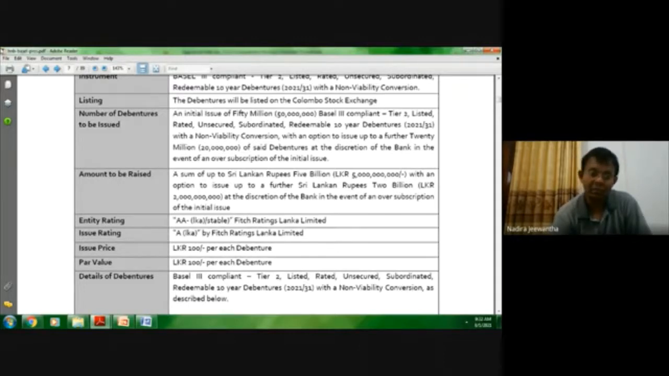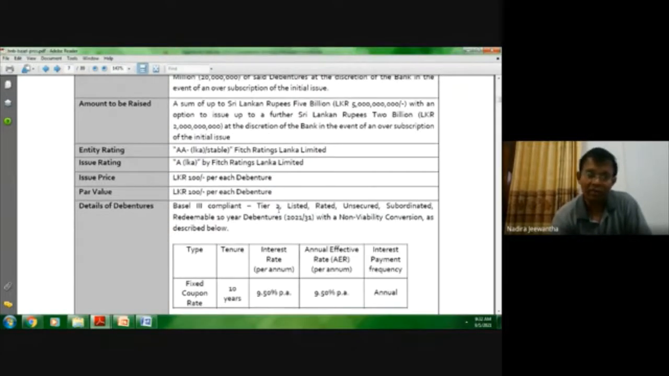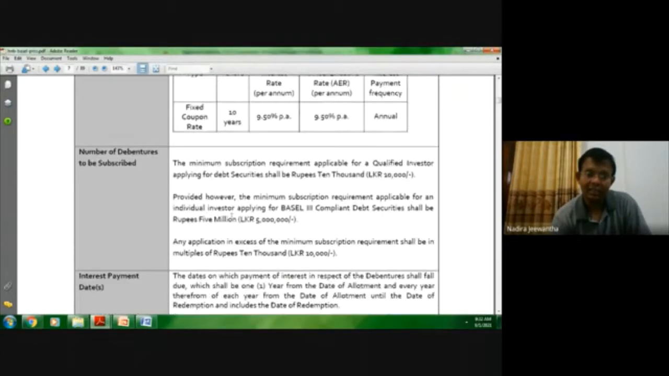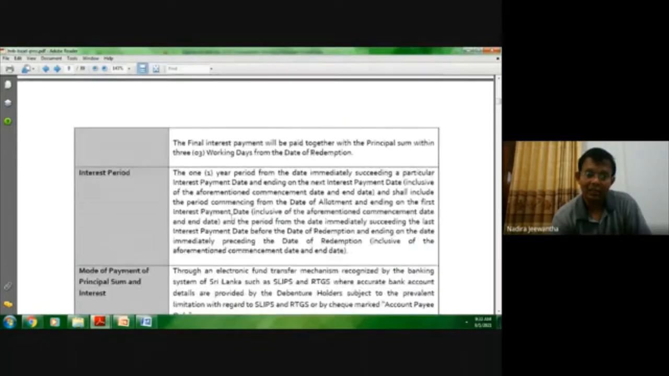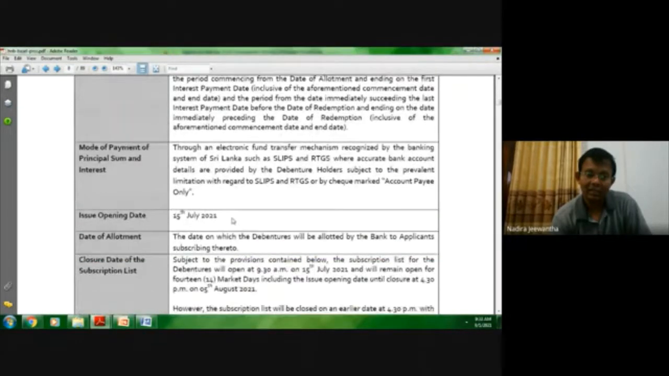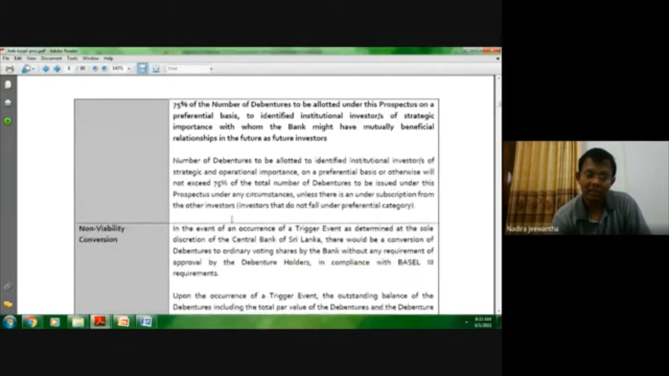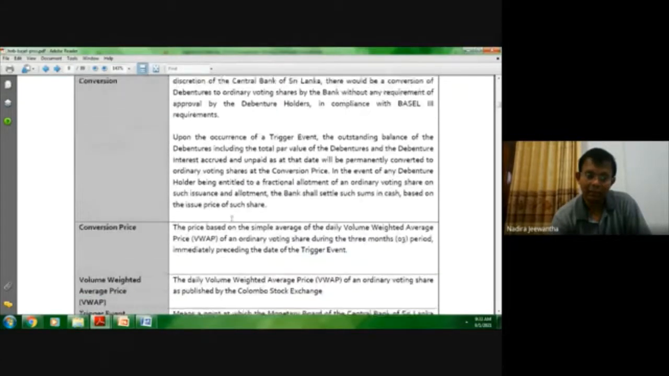Wording is very important. Saman debenture you can invest in, with a minimum amount of 10,000. I'll show you a debenture like that. But since this is Basel III compliant, you have to be a qualified investor, an individual with more than 50 million, and the other things should be available.